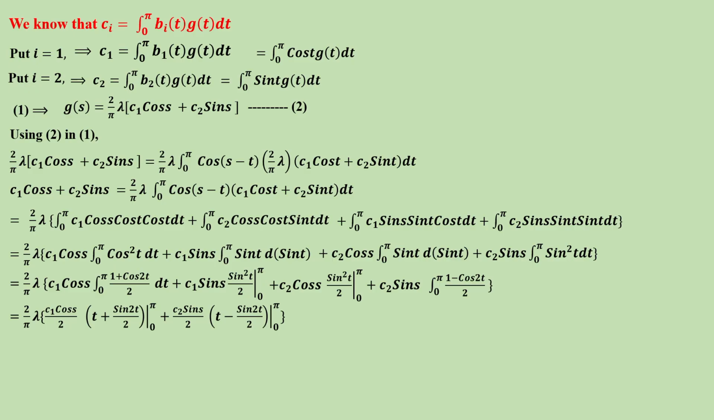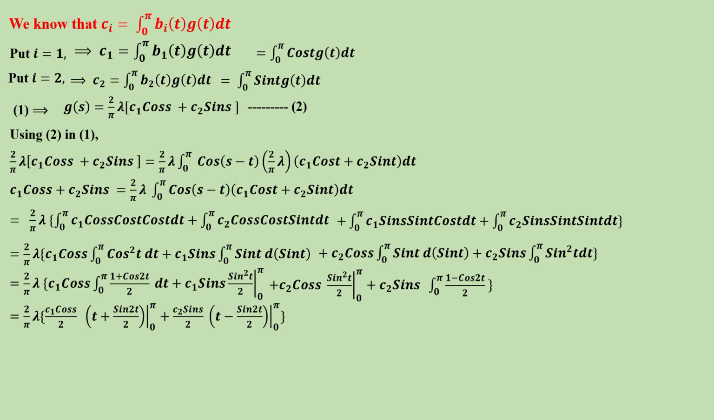So 1 by 2 is there in the previous step. The integral from 0 to pi of (1 plus cos 2t) by 2. Take the 1 by 2 outside, so you will get c1 cos s by 2, then the integral from 0 to pi of 1 plus cos 2t. The integration of 1 dt is t, and the integral of cos 2t is sin 2t by 2. That is t plus sin 2t by 2, lower limit 0, upper limit pi.